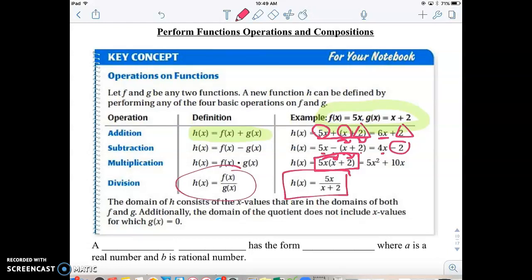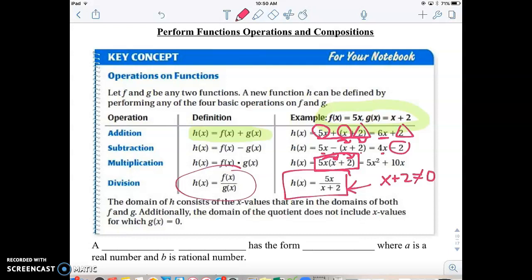The second thing we look for is division, like we have here in this last example we did, h of x equals f of x divided by g of x. We cannot divide by 0. So for this function, the problem would be we're dividing by x plus 2. X plus 2 could not equal 0, because if it does, we've got 5x, so 5 times whatever the x value is, divided by 0. Division by 0 is undefined. So if we solve this for x, we see that the problematic value is negative 2. So x could equal anything but negative 2.